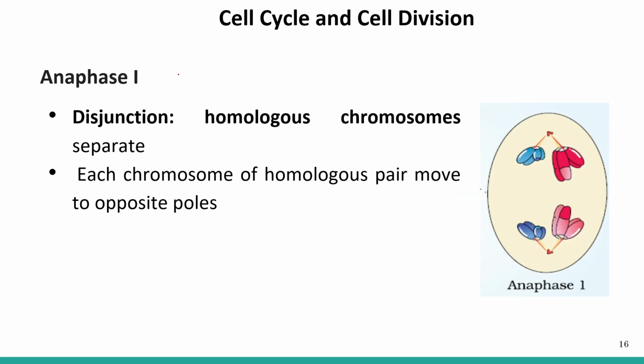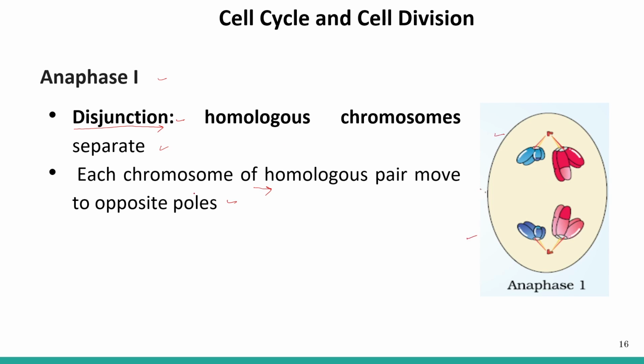Now the next stage is anaphase 1. In anaphase, homologous chromosomes now separate, and this process is known as disjunction. So the separation of homologous chromosomes is termed disjunction. The chromosomes of the homologous pair move to the opposite poles. Here you can see they are moving to the opposite poles.